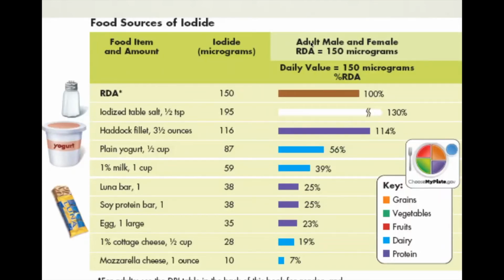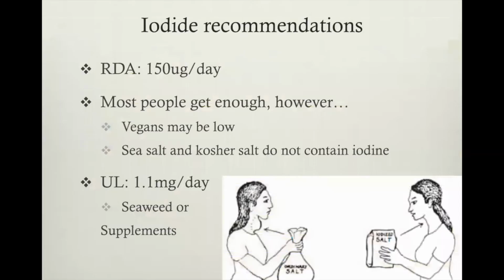All right, some sources of iodine. So iodized salt, like I mentioned, some fishes, some dairy products, some fortified bars like breakfast bars and Luna bars, eggs, and also it's pretty high in seaweed. So we're going to talk about seaweed coming up. RDA is 150 micrograms per day, and most people get enough. However, it's possible that vegans could be low.